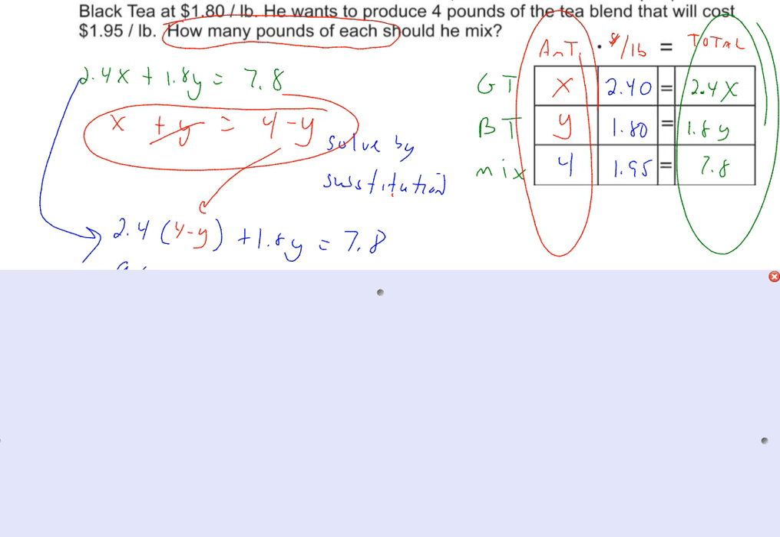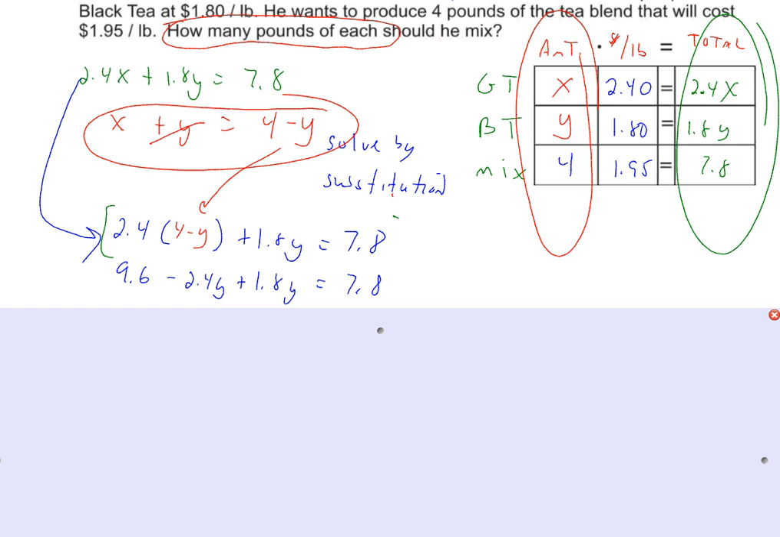All right, I don't know where you ended up. But with substitution, you'd sub in the 4 minus y for the x of the first one. When you did, you should have gotten 9.6 minus 2.4y plus 1.8y equals 7.8. By the way, I will tell you this. Some people at this point say multiply everything by 10 and get rid of the decimals. You know what? If I didn't have a calculator, maybe that's what I would do. But we have calculators, don't we? And so, again, we're just going to punch it in the calculator. You do have to be careful with decimals, though.